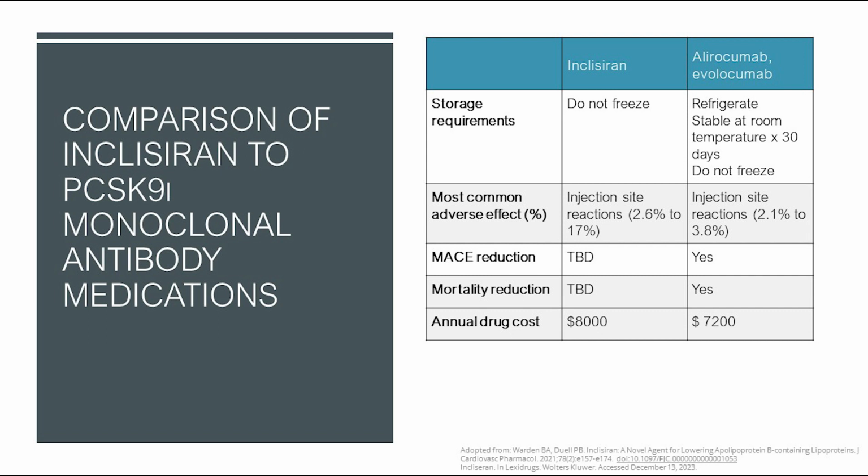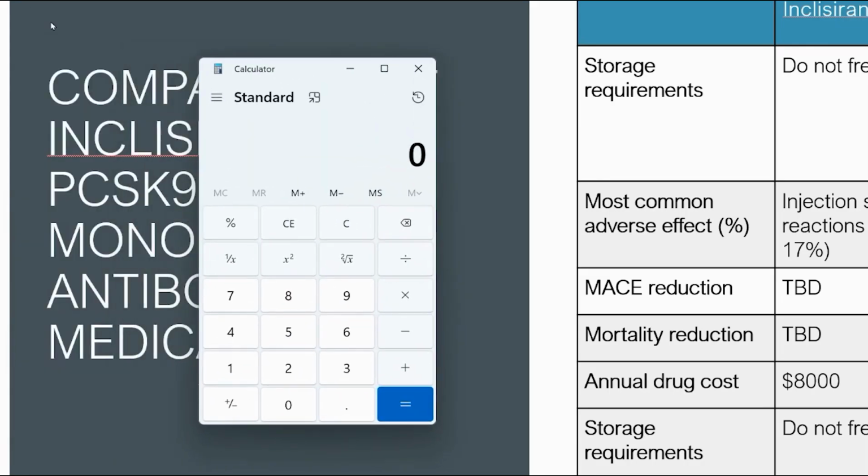We'll go ahead and bring up our calculator here and we'll calculate this out. So inclisiran is available in a 1.5 milliliter vial that costs $2,665 for 1.5 milliliters. So if we multiply that by 1.5, it's about $4,000 per dose. Since this is given twice a year, it's going to equal about $8,000 over the course of 12 months.